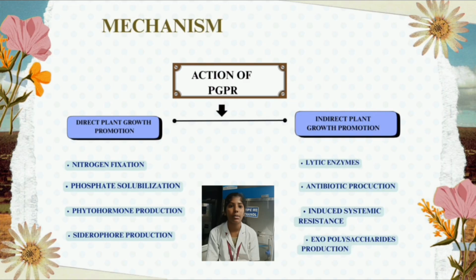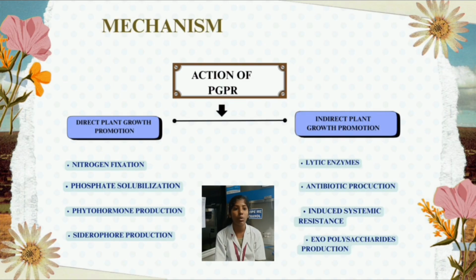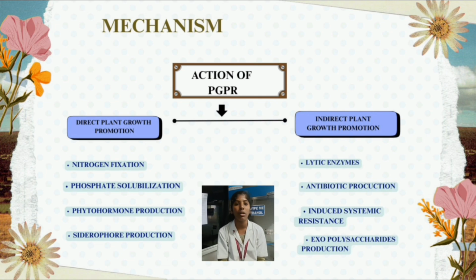Now, let us understand the mechanism of PGPR, or the way they promote plant growth. The action of PGPR can be explained in two ways: direct promotion and indirect promotion. In direct plant growth promotion, PGPR fix atmospheric nitrogen, solubilize phosphates, produce important plant hormones such as auxin and gibberellins, and also produce siderophores that help in nutrient uptake. In indirect plant growth promotion, PGPR protect plants against diseases by producing lytic enzymes and antibiotics. They also induce systemic resistance in plants and produce exopolysaccharides, which improve root protection and soil structure. So, PGPR not only supply nutrients but also protect plants from harmful microorganisms.